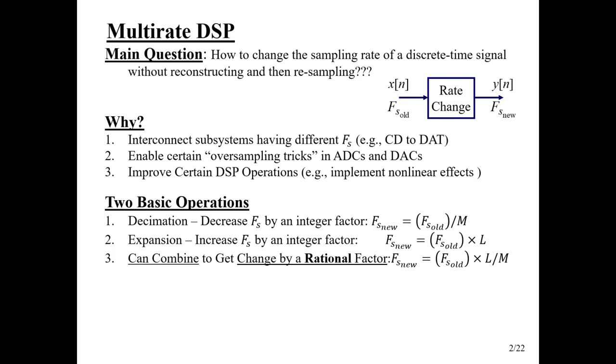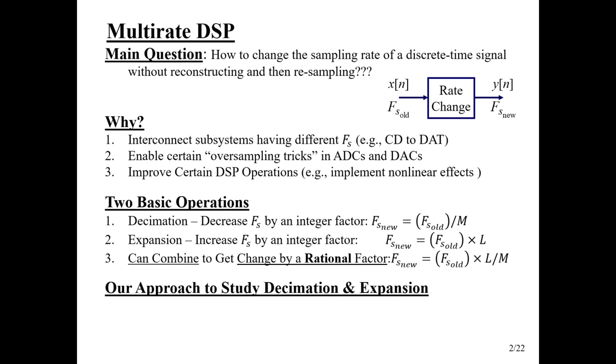We can go up by a factor of L and down by a factor of M. And so now the rate change would be by a factor of L over M. By picking L and M to be various integers, we can essentially get any rational factor that we want. There are some caveats there as far as the implementation goes, and we'll address that in the next set of notes as well, to some degree.